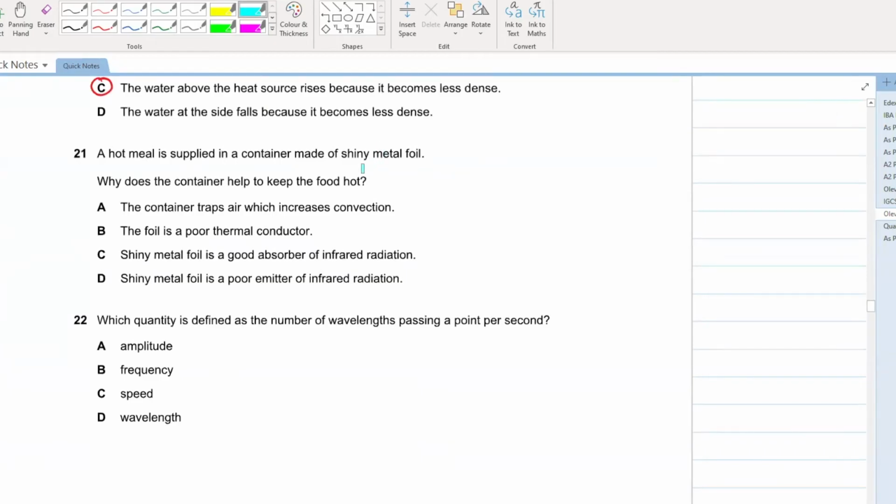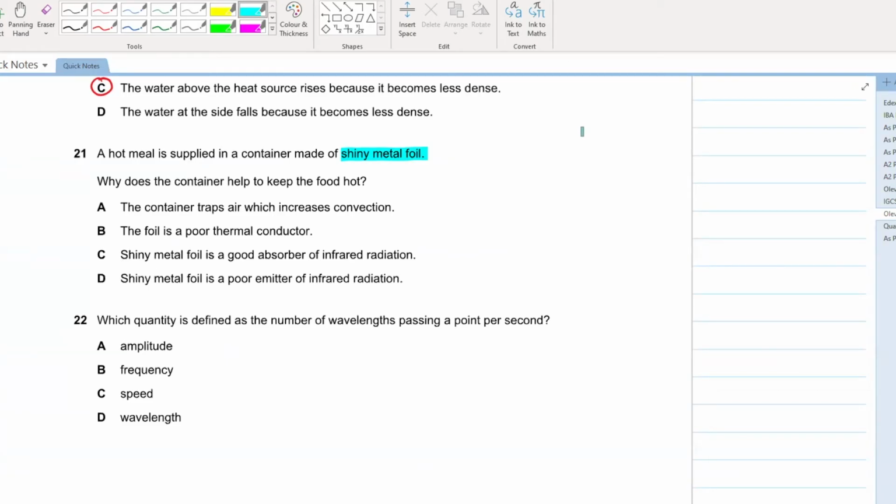A hot meal is supplied in a container made of shiny metal foil. Okay, a hot meal is supplied in a container made of shiny metal foil. Why does the container help to keep the food hot? How does the container help in keeping the food hot?